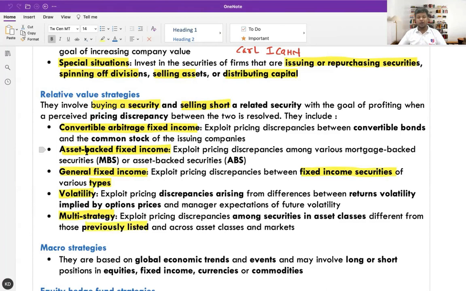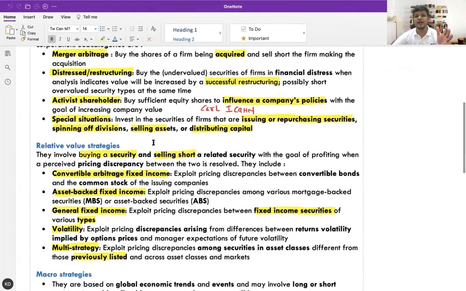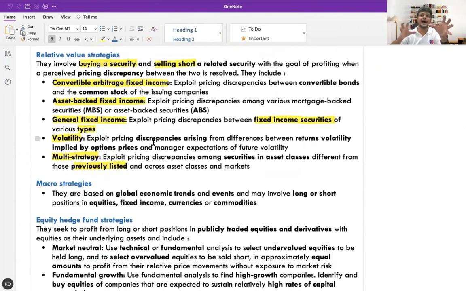Now, does anywhere here you feel that there is no risk? Well, there is substantial risk. Clear? So event driven or relative value? Relative value, basically they buy one and sell another. Okay? Clear, everyone?